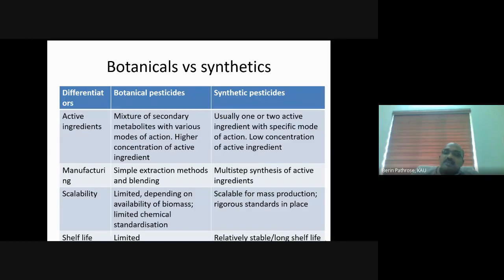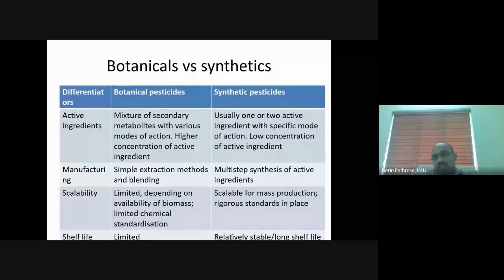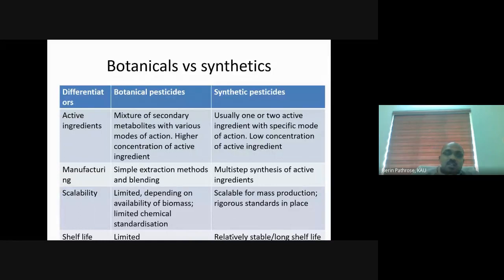But in the case of synthetic pesticides, there is no issue with scalability. If we have the raw material, we can manufacture it in as much quantity as we can. So that is one typical difference between botanicals and synthetic pesticides. And regarding shelf life, you all know, whatever botanical you prepare, you have to use it within 24 hours, otherwise it will degrade. While synthetic pesticides usually have a shelf life of 1 year. So that's the difference. Botanical pesticide shelf life is 1 day, but synthetic pesticide is almost 1 year.